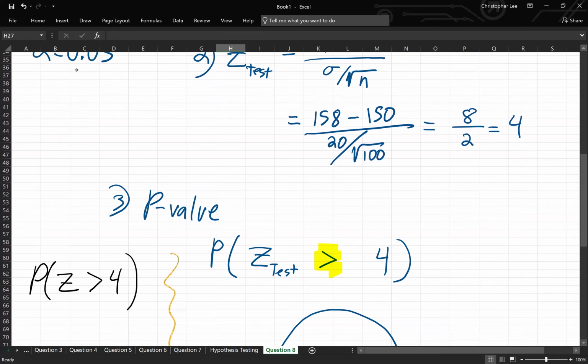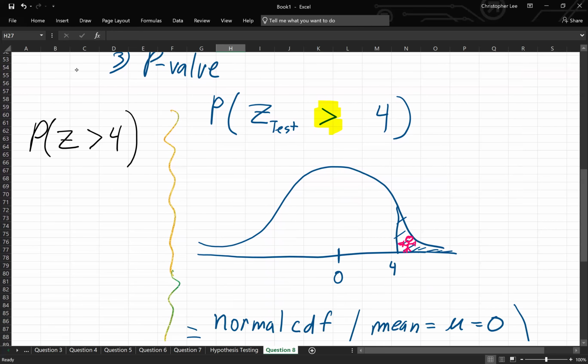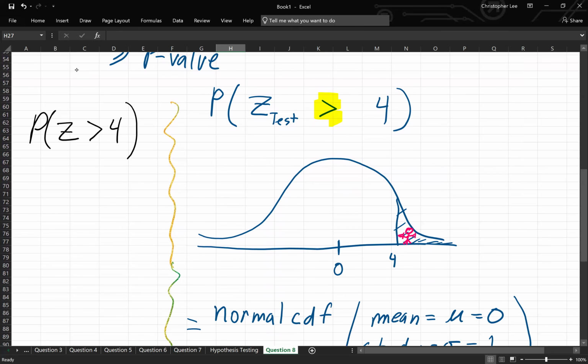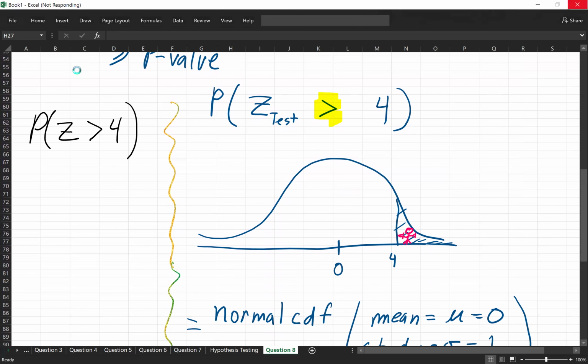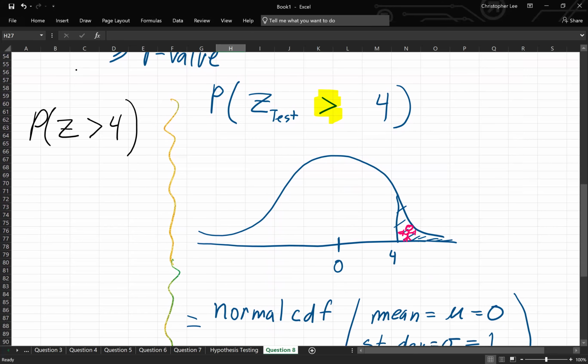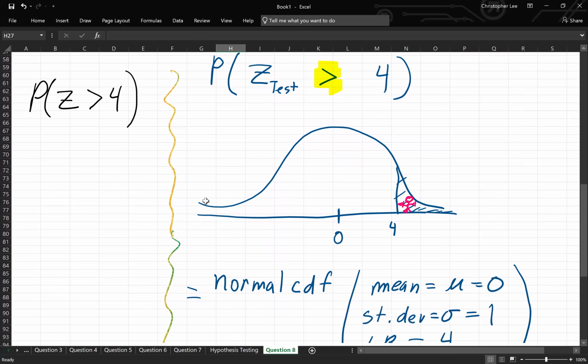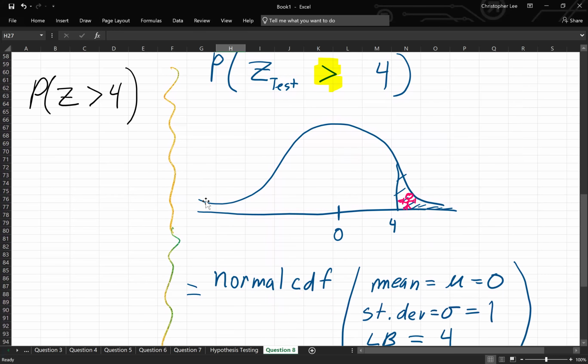What is your Z critical? That's what I'm saying, I got 4 greater than 1.645. I'm not sure the way you're doing it, but I'll take a look at it though. I got you.